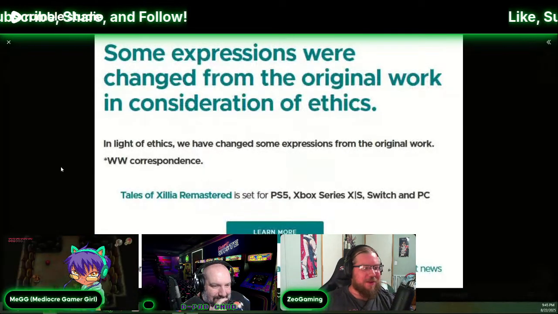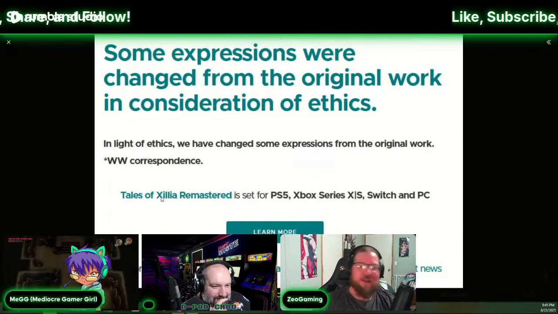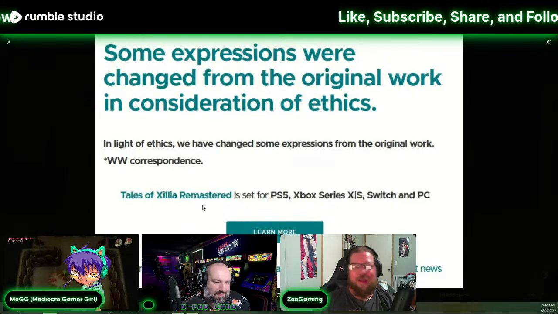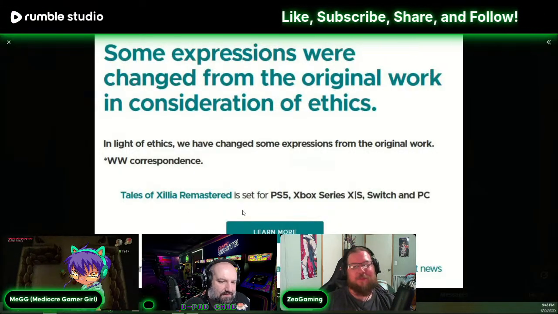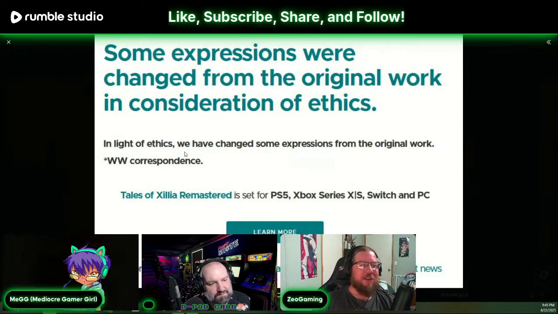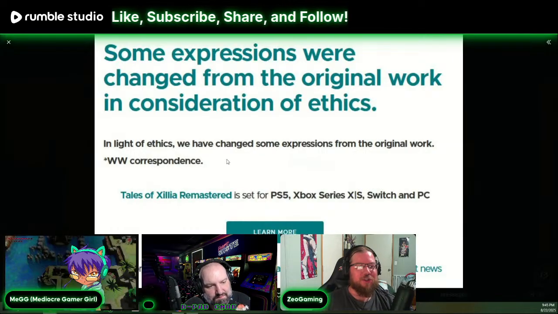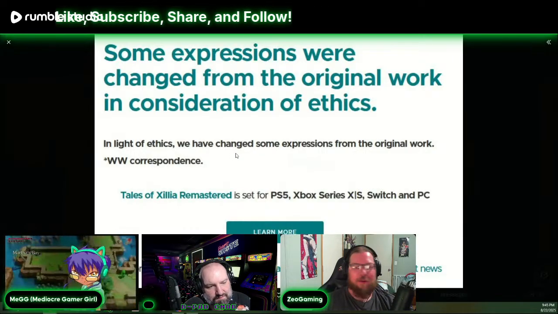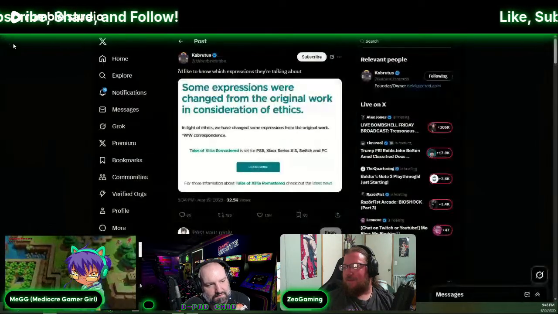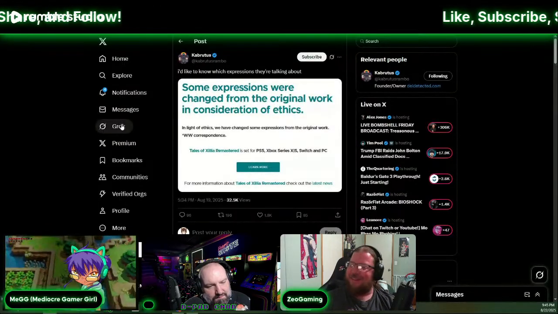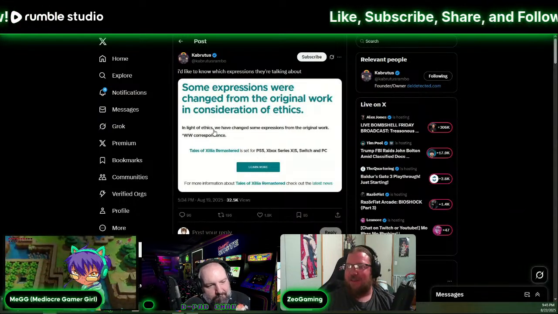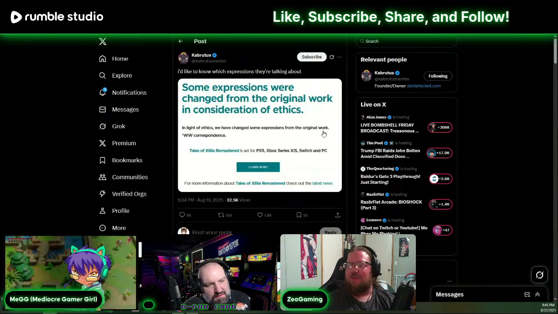More censorship, by the way. Tales of Zestiria, I don't know how to say that. Remastered. It's one of the Tales games. I like the Tales games, but anyway, apparently it's being remastered for the PS5, Xbox Series X|S, and PC. However, in light of ethics, we have changed some expressions from the original works. So this is a non-binary game. What are they saying they're changing? They didn't say. Did they use slurs in this statement, or something?